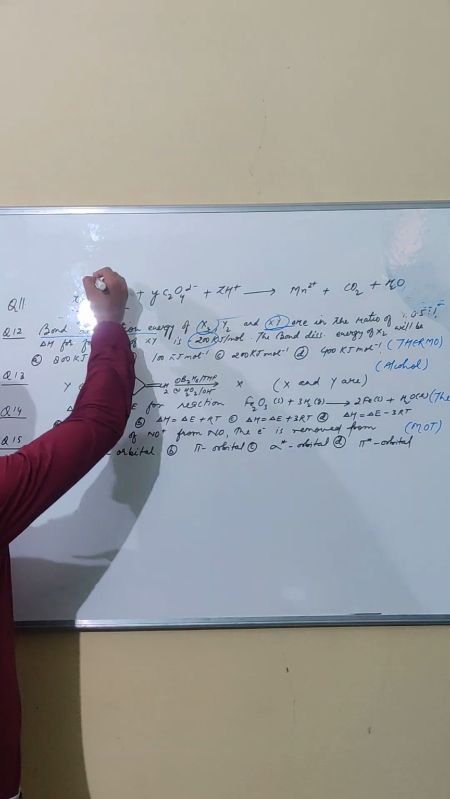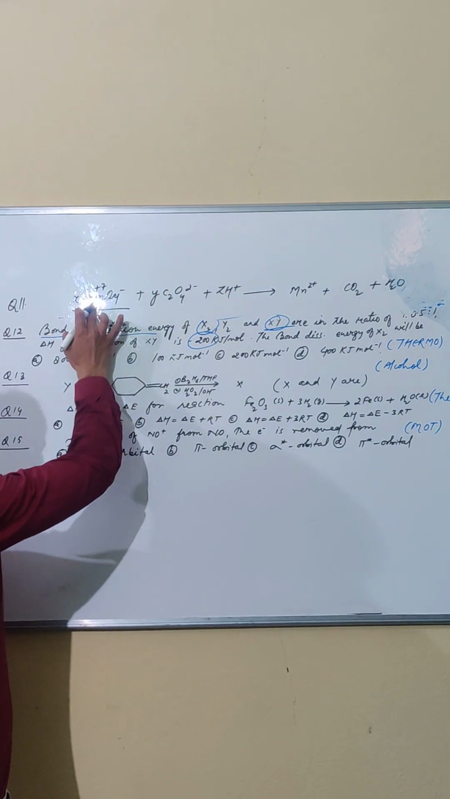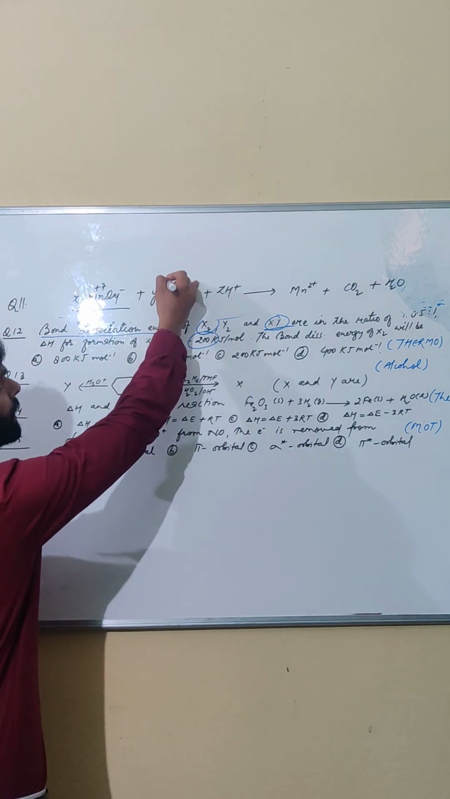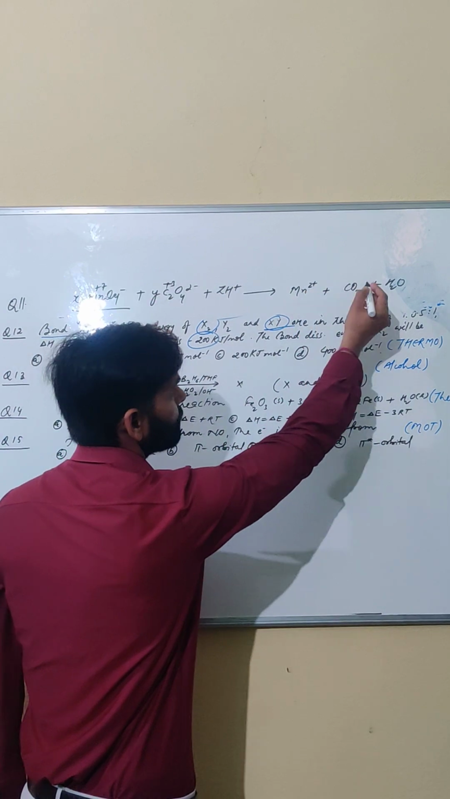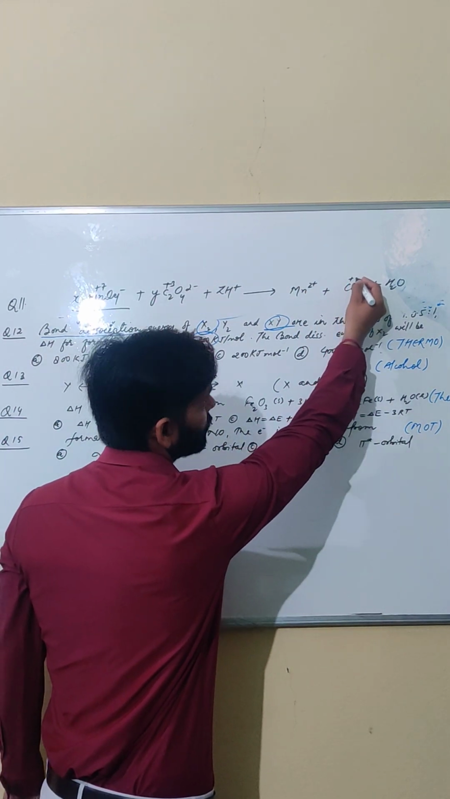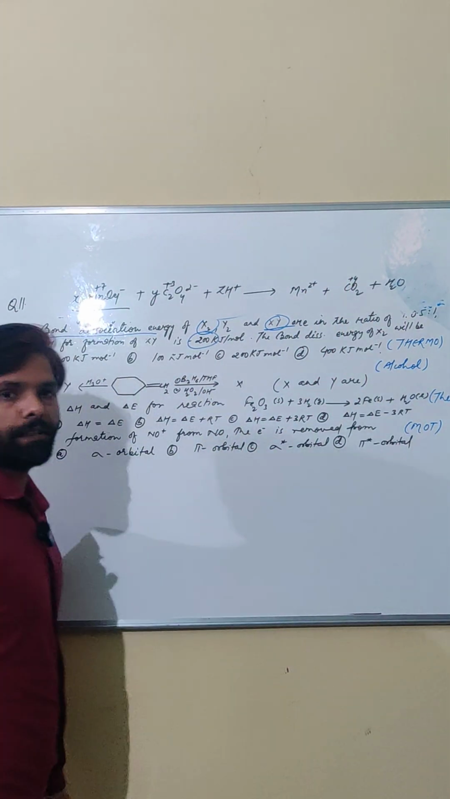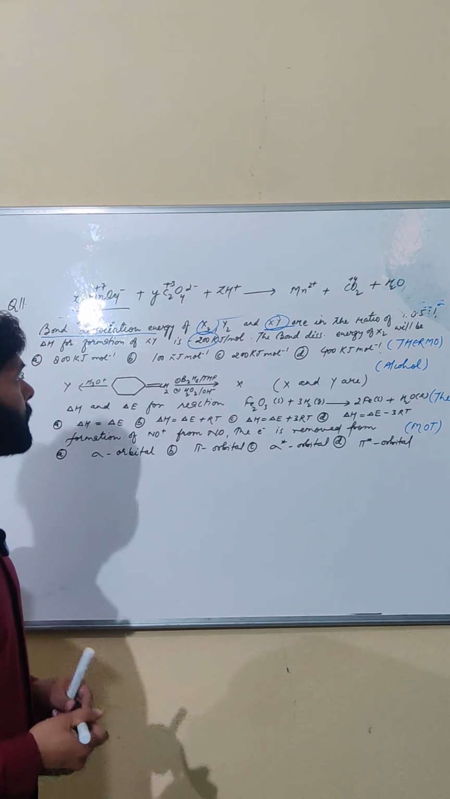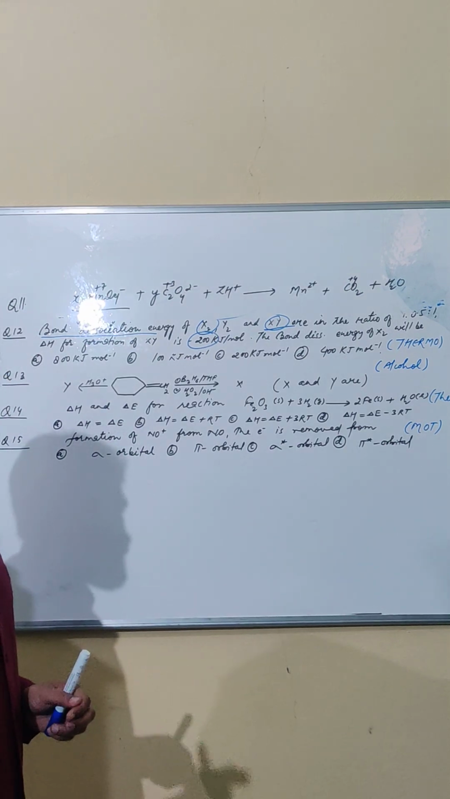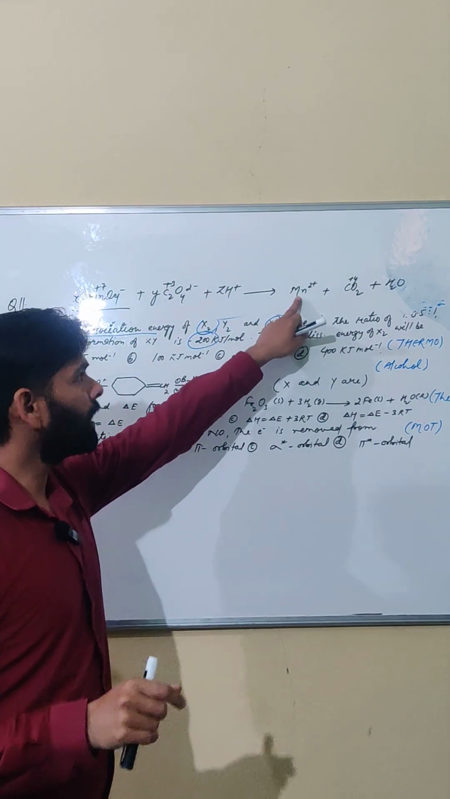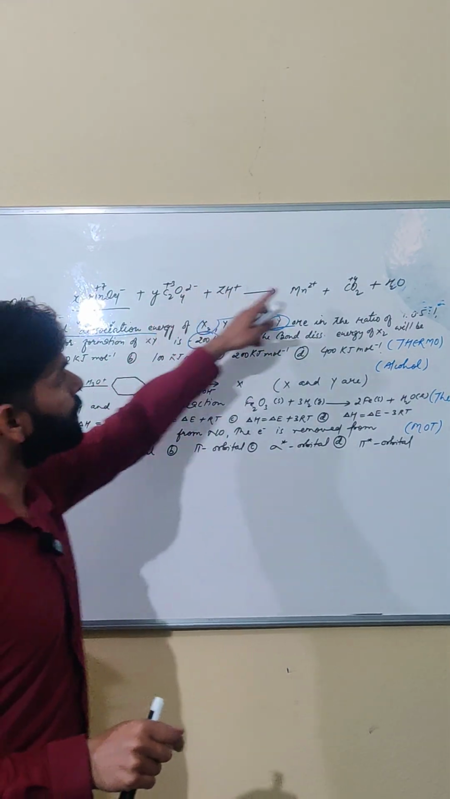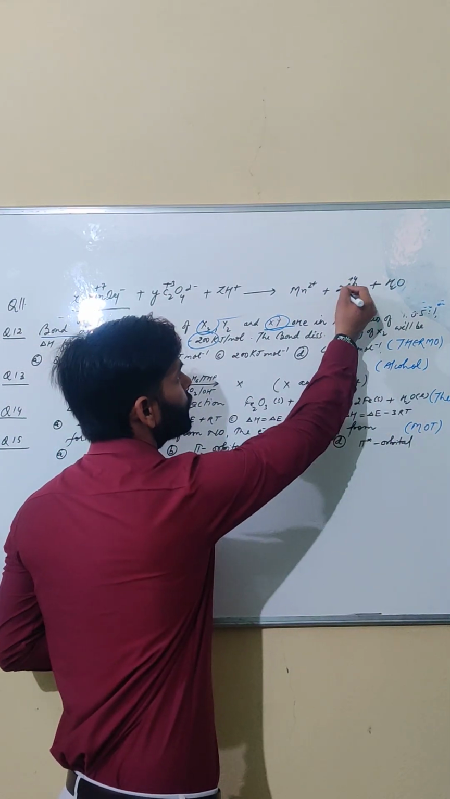The first step is to find the oxidation state of Mn. Here you will get plus 7, carbon in oxalate ion you will get plus 3, here it is given plus 2, and in CO2 the oxidation state of carbon will be plus 4. The second step is to balance the atoms other than hydrogen and oxygen. Mn is 1, here also 1, already balanced. Here carbon is 2, here only 1, so put 2 here.